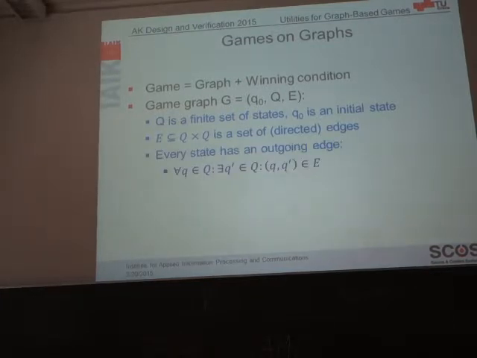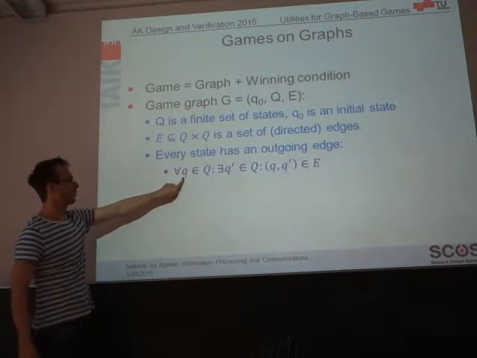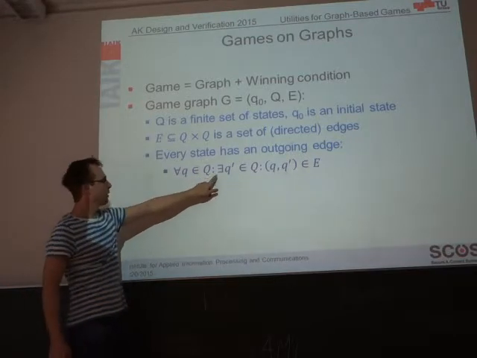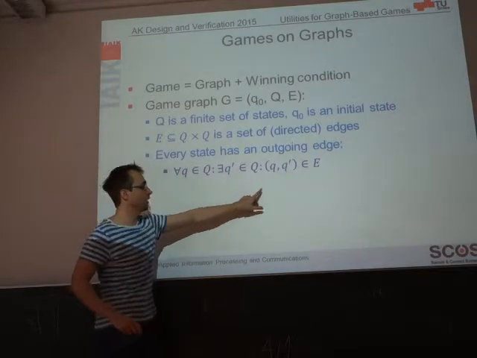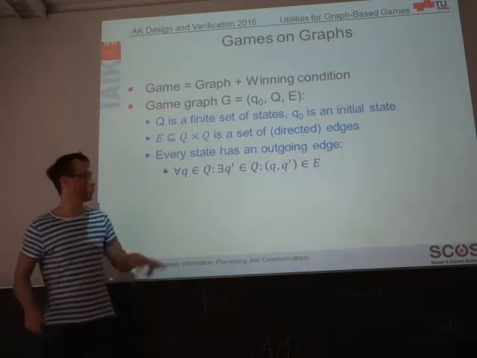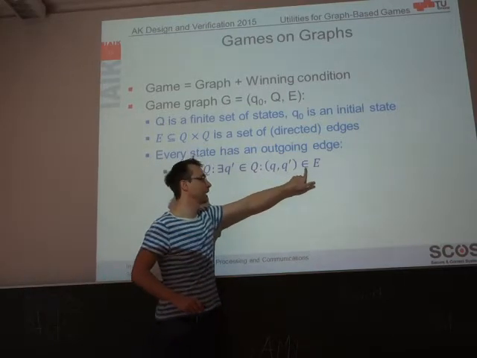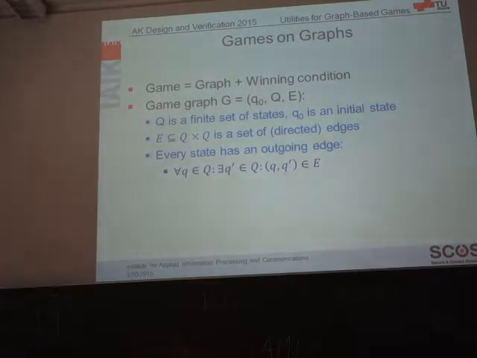And one additional rule that we have for our game graphs is that every state has at least one outgoing edge. This is written here as a complicated formula saying that for every state Q in our set of states, there exists some other state or the same state Q prime such that we have an edge from Q to Q prime. So this pair Q, Q prime is an element of our set of edges, our set of state transitions.